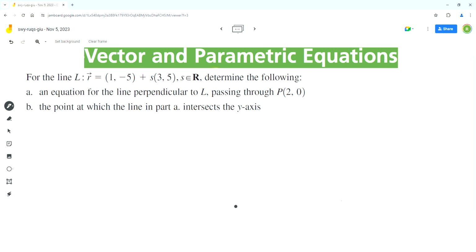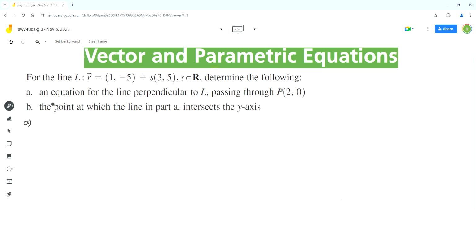So in this video, we'll solve this problem using the concepts of vector and parametric equations for a line in R2. As per the problem, for the line L, r equals (1, -5) plus s(3, 5), and s can be any real number, determine the following. So let's start with part A.